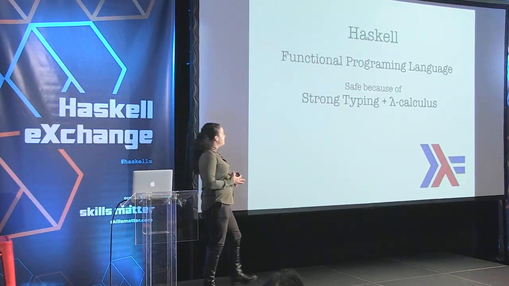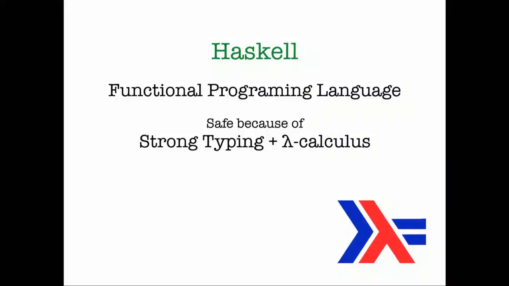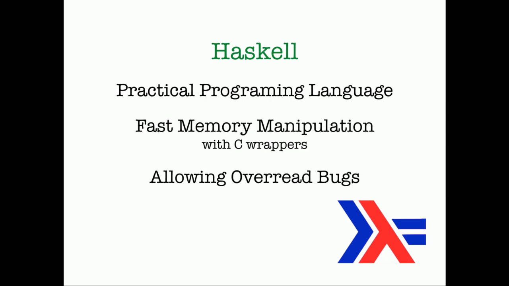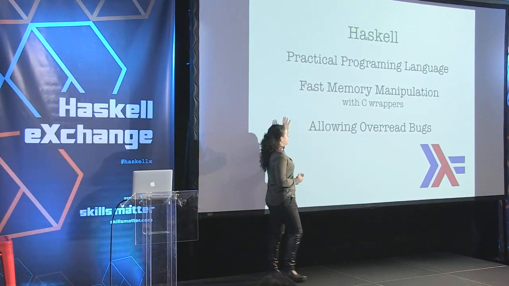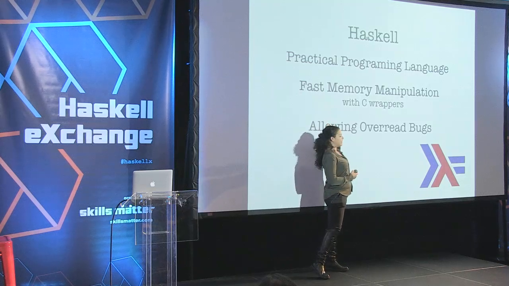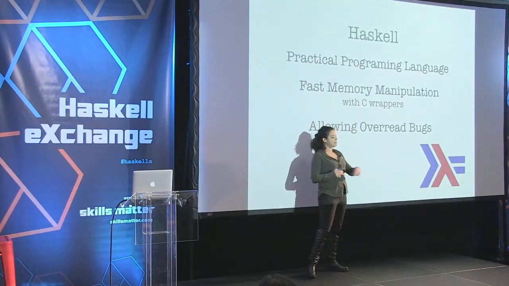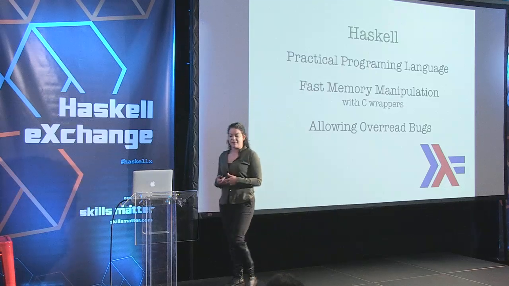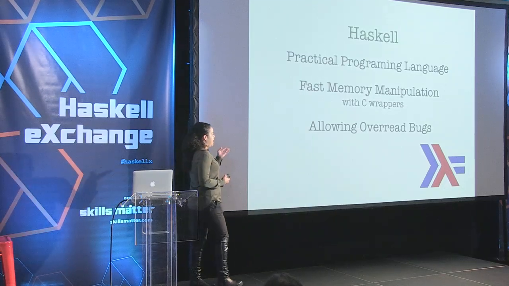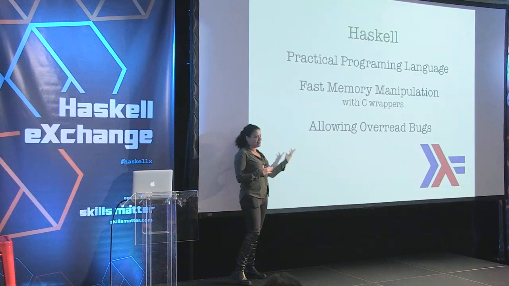You also know that Haskell is already a very safe language. It's a functional programming language, and it uses under the hood all this theory of strong typing and lambda calculus. So it's already very safe, and there is the saying that if your program compiles, nothing can go wrong, right? But this is not really true, because Haskell is also a practical programming language. So many times users want to have fast code, so they end up having fast memory operations. For example, they use under the hood C wrapper functions, so you can always go and have memory overreads in your nice Haskell code.